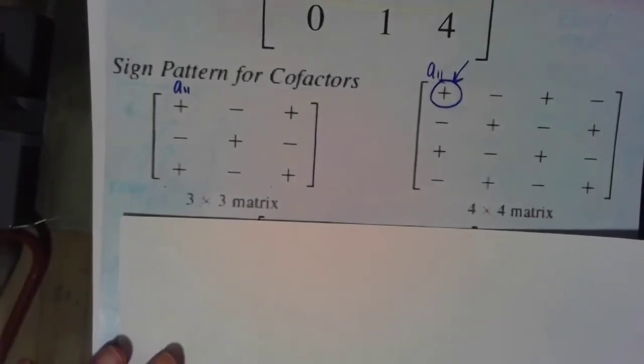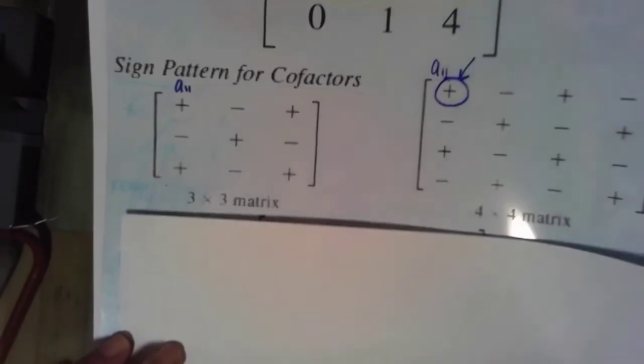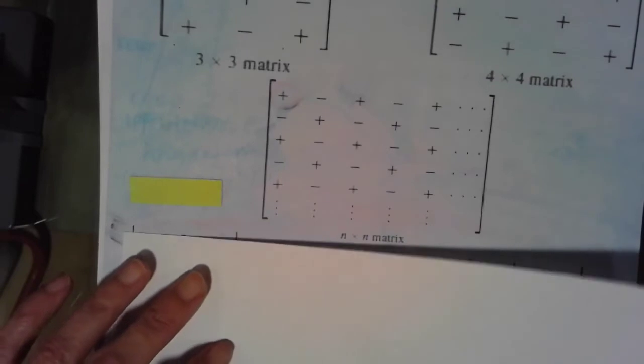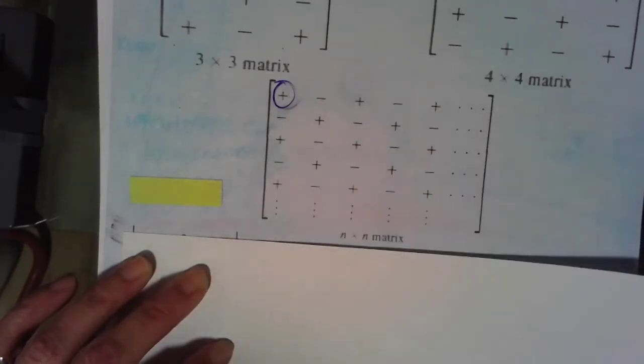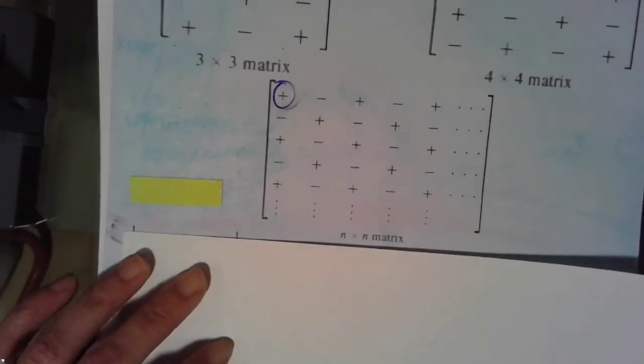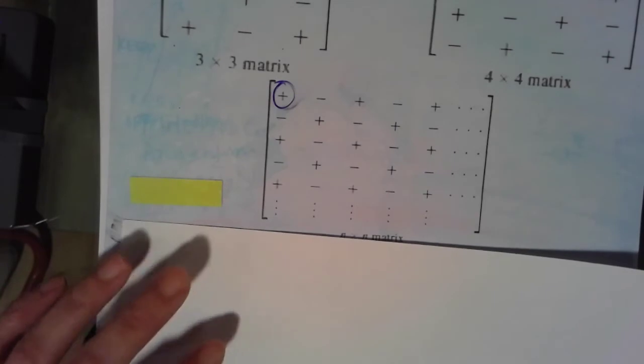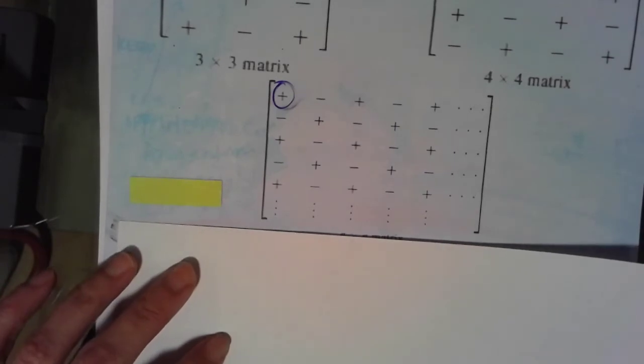Again, what about if it's an n by n matrix? How do you think the signs will look? Well, all you do is remember that you start A sub 1 with a positive sign, and then it just goes alternate signs. All right. Now I'm going to tell you what the cofactors are, and I'm going to tell you what minors are.